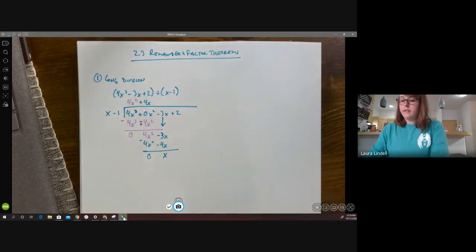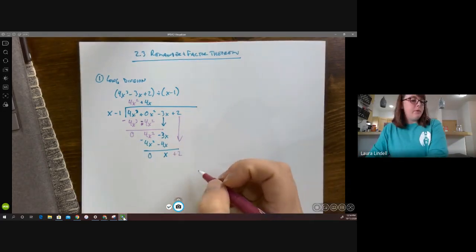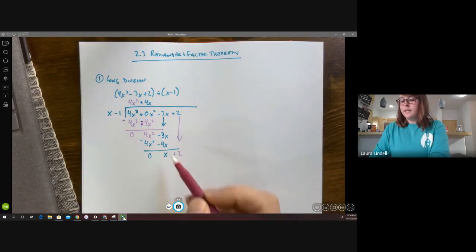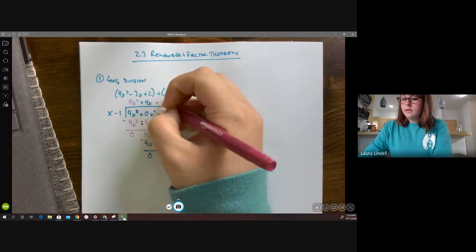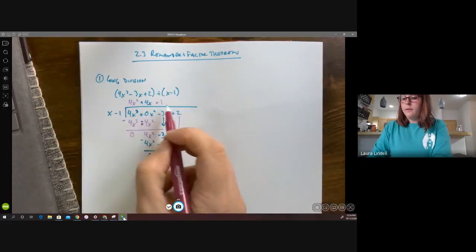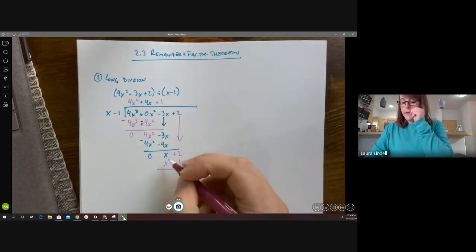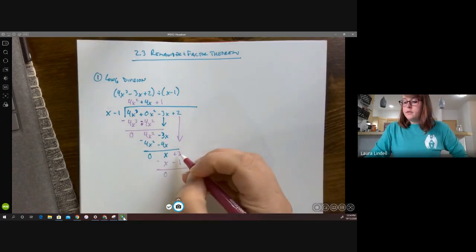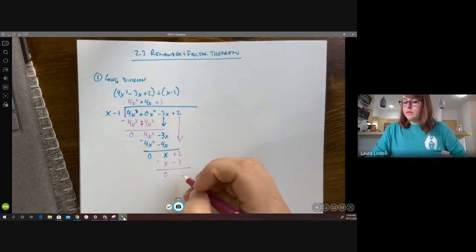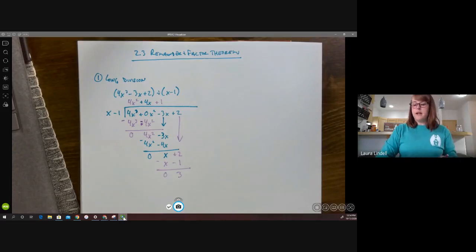All right, and then we bring down the last number, plus 2. And we go, okay, what do I have to multiply x by to get x? Well, x times 1 is x. So I multiply this by 1, and we get x minus 1 here. And then we're subtracting, so x minus x is 0. 2 minus negative 1 is 3. But I don't have any more terms left to bring down, so I write the rest of it as a remainder.